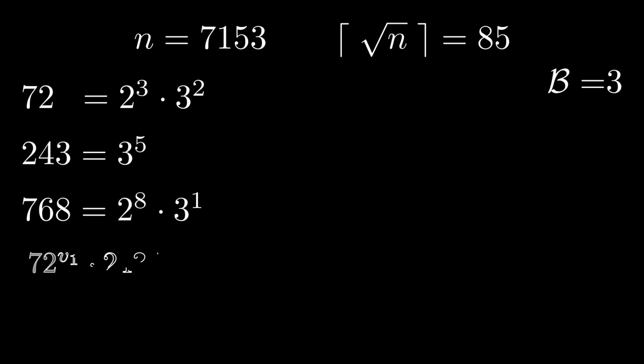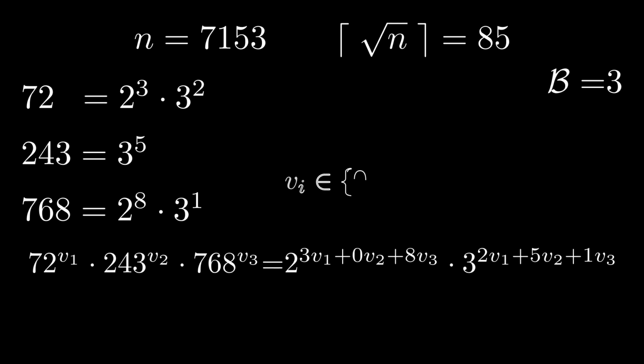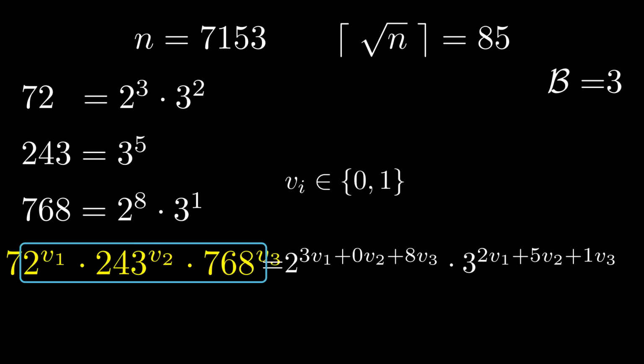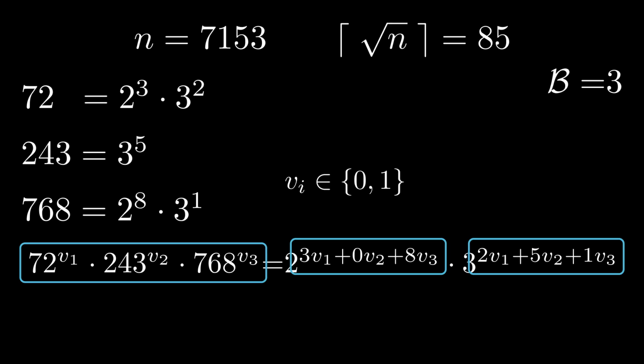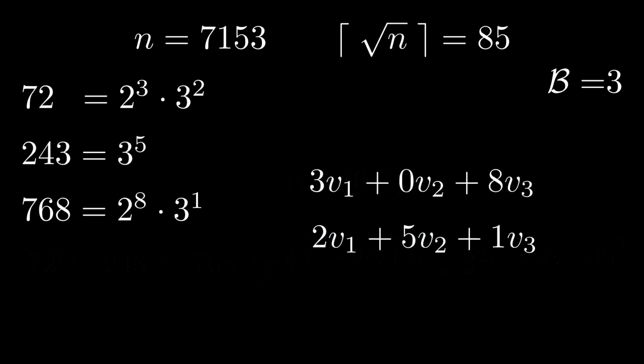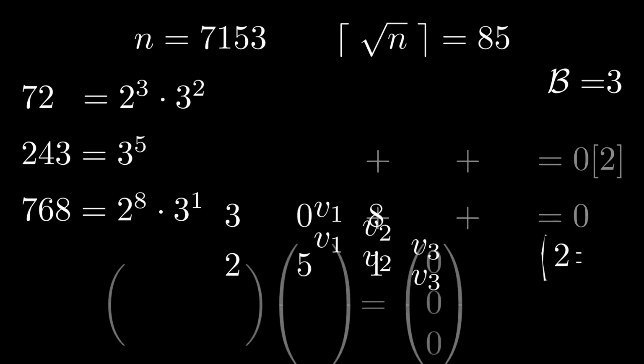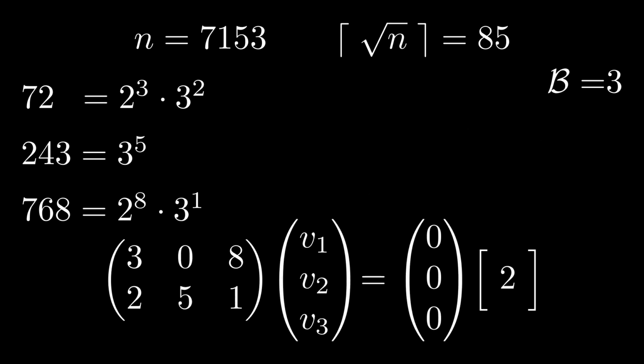Now, let's multiply these equations. Remember, we need the left-hand side to be a perfect square. We can see that this means that the exponent of each prime should be even. A moment of thought will tell us that this is equivalent to a system of equations. We can solve this system of equations using linear algebra and produce the perfect square.